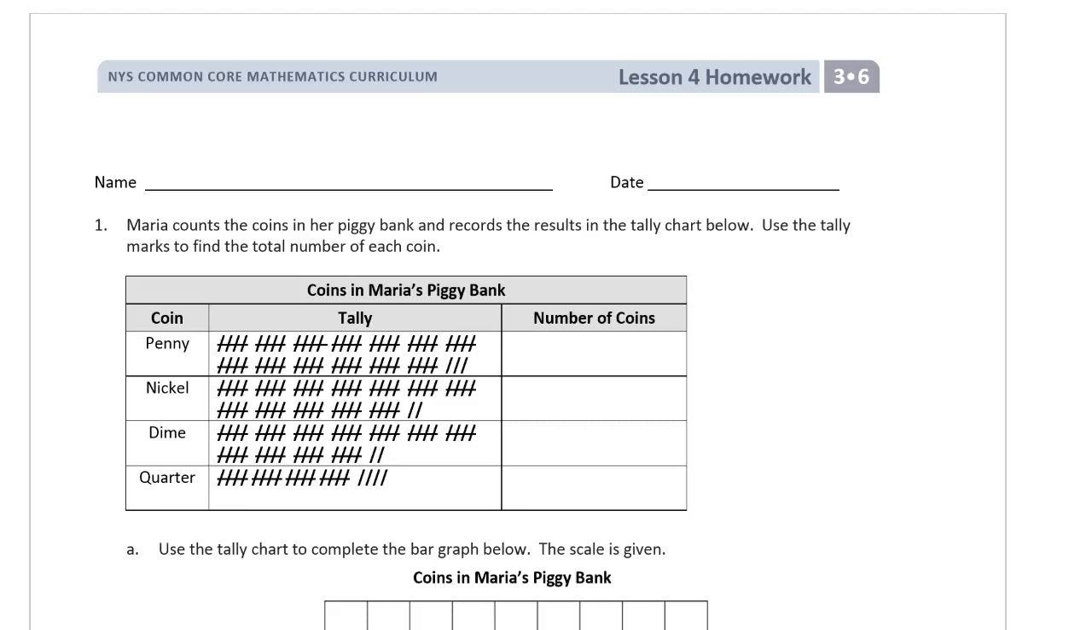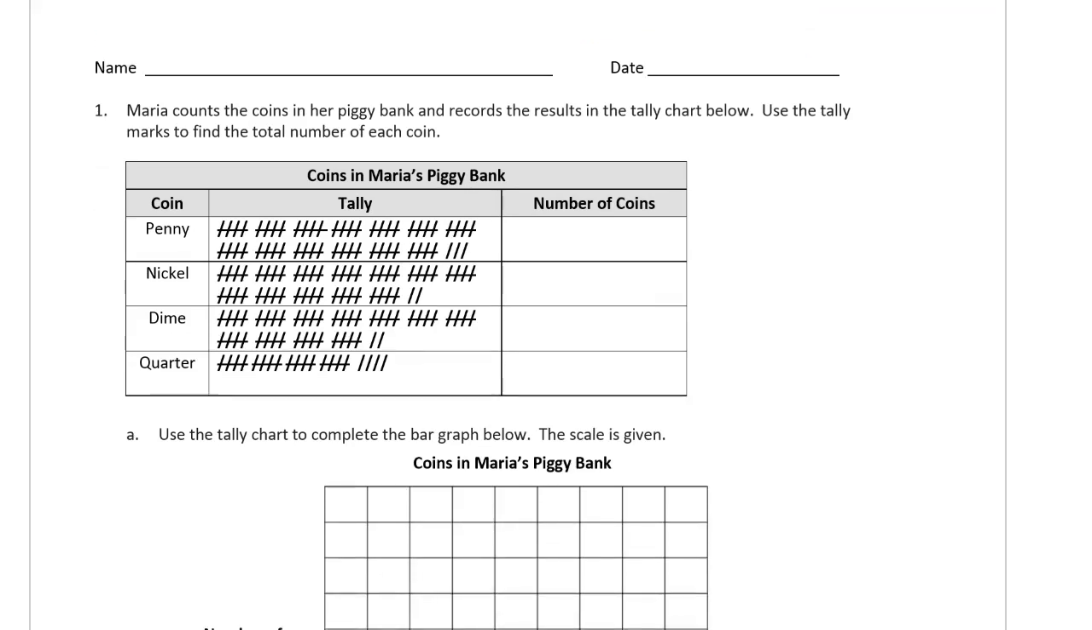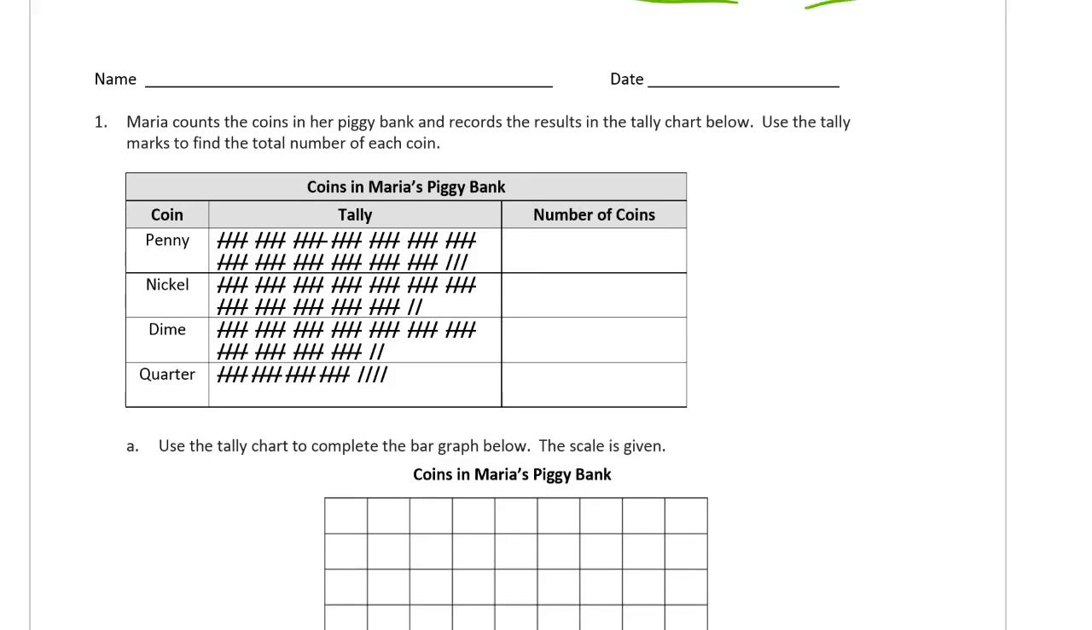This is the homework for lesson four. It's module six of third grade. Get your name on there first as usual so that you won't forget it at the end. And pause it if you need time to write it down and keep up.